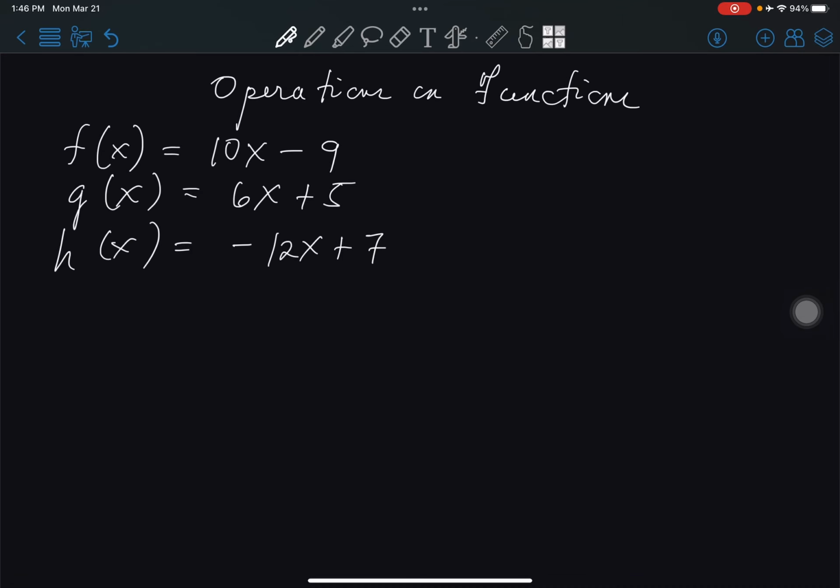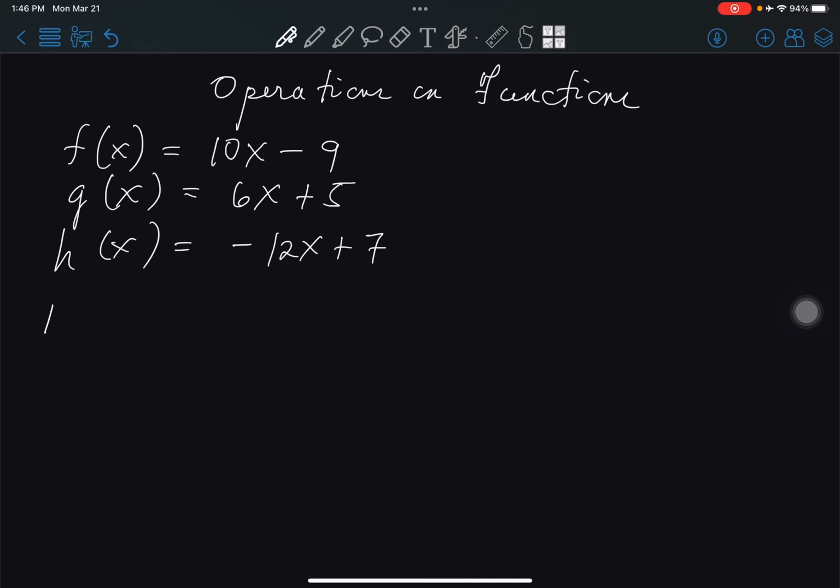Operations on functions. Now, we have here three functions. We have f of x, which is equal to 10x minus 9, and we have g of x, which is equal to 6x plus 5, and lastly, we have h of x equals minus 12x plus 7. We are going to use now subtraction.